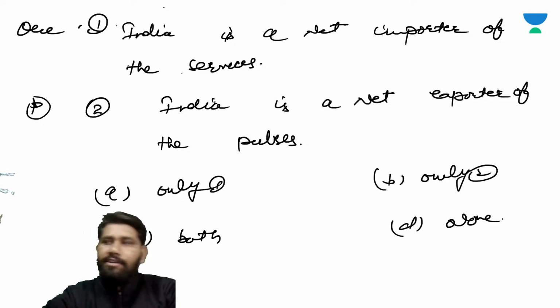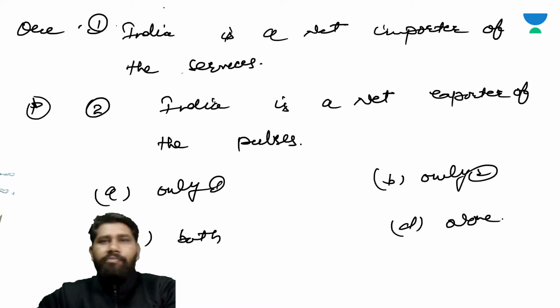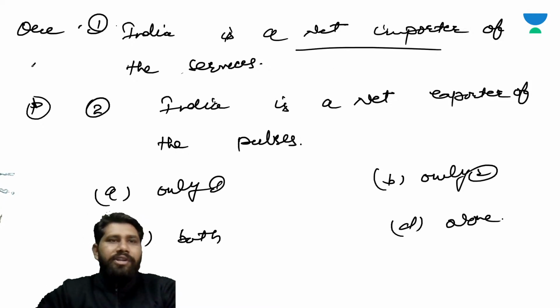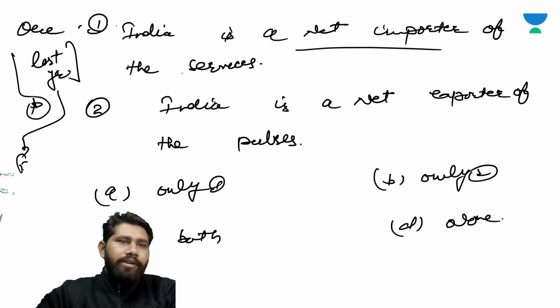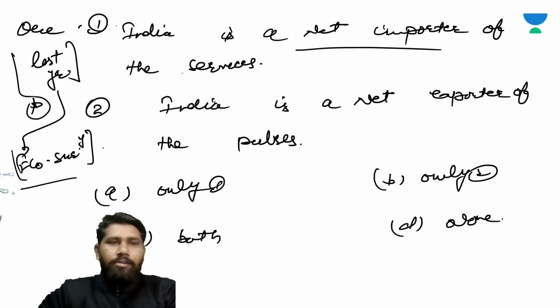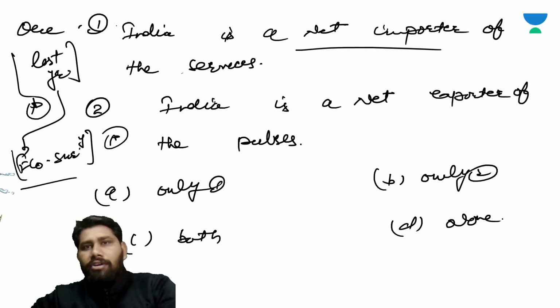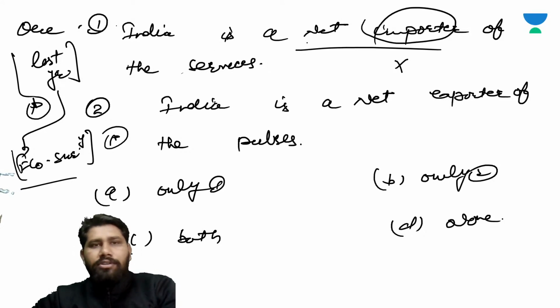Alright guys, let's start the discussion of this question. Very important one. See, in last year's economic survey and this year's economic survey, both surveys belonging to consecutive years, they have directly mentioned that India is actually a net exporter of the services, right? So this statement is directly wrong. India is basically a net exporter of the services, not a net importer. Very, very important. Try to remember this statement.